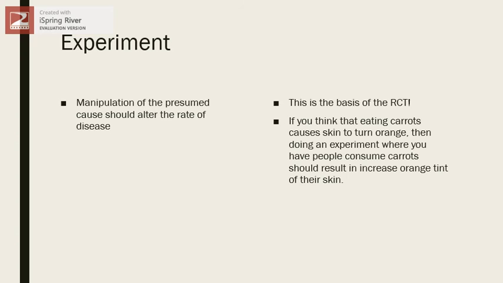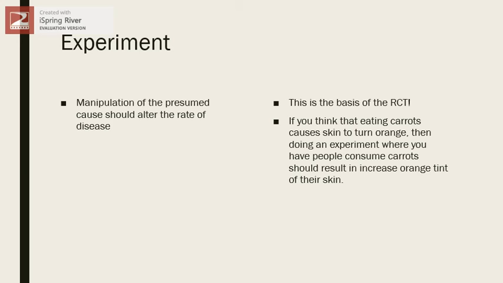Experiment is the next one. This is when you manipulate the cause and it alters the disease. So this is basically a randomized control trial. That's what you're doing with an RCT, you're doing an experiment. If I influence the exposure, I give people a drug, perhaps, then I can measure the outcome. Does manipulating the cause alter the rate of disease? If it doesn't, then it's not a cause.